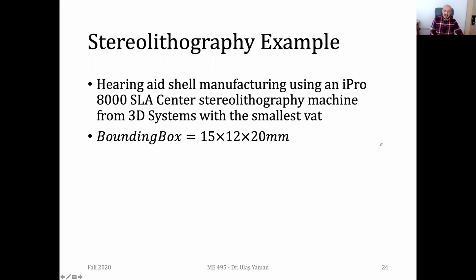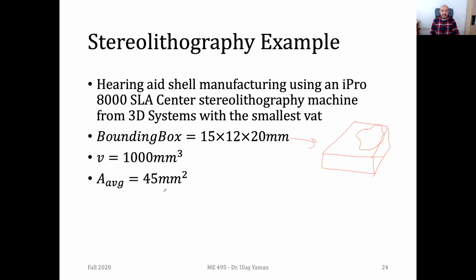Do you remember the bounding box? They may have such a shape, and the bounding box of this shape should be touching the boundaries of it. The size of this bounding box is given here, and the volume of the product is 1000 cubic millimeters or 1 cubic centimeter, and the average cross section area is 45 square millimeters.